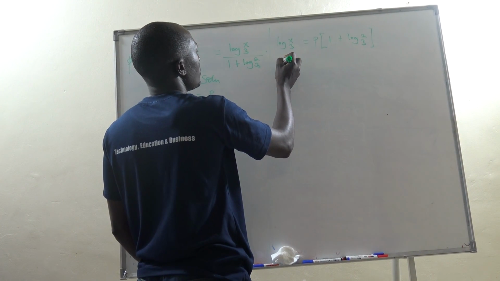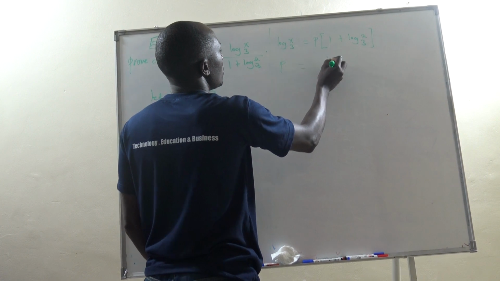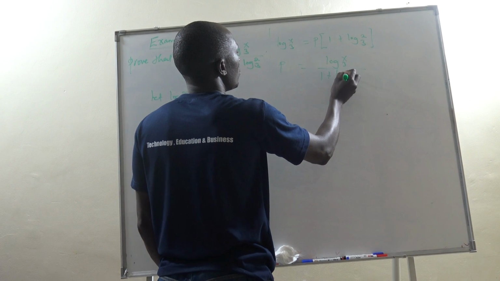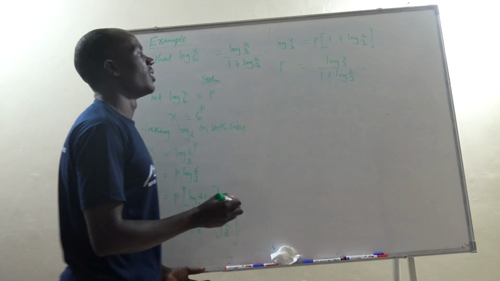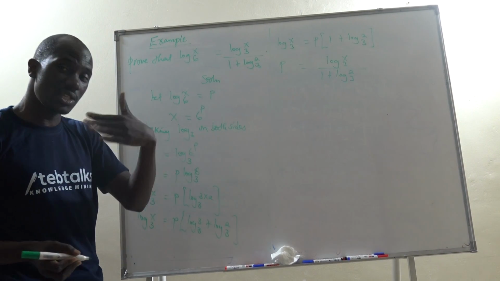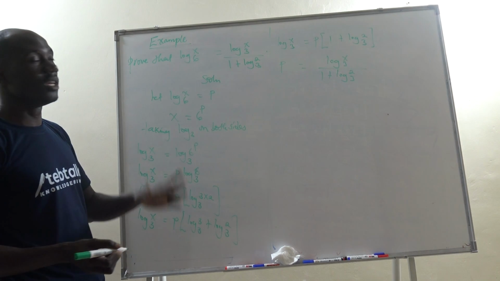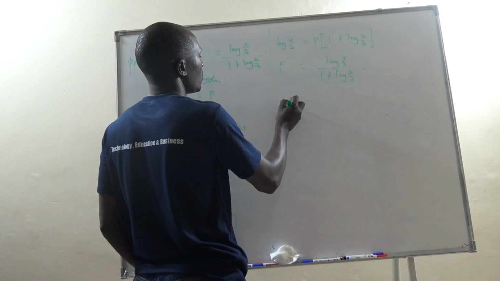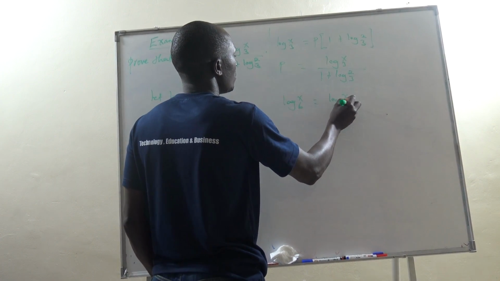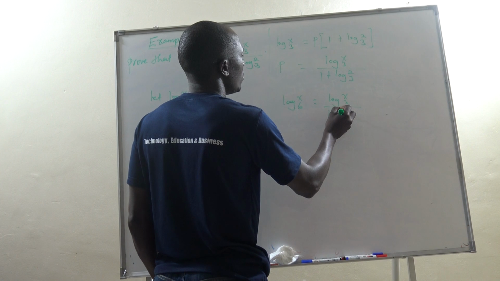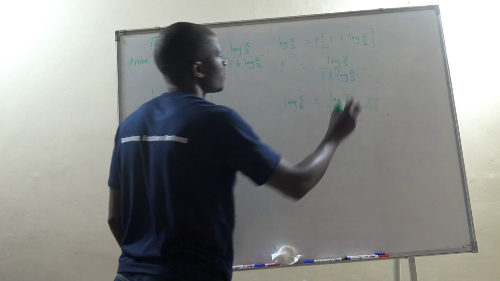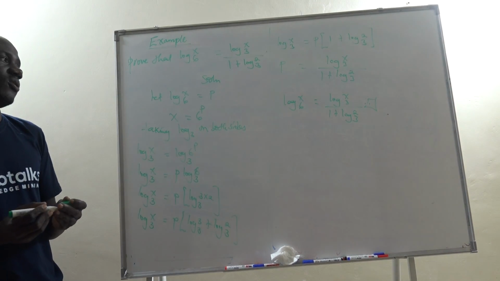So we are going to have p alone equals log of x base 3 all over 1 plus log of 2 base 3. But do we know our p? From the start, we are the one who said, let log of x base 6 equal p. So where there is p, bring back the original thing. So therefore, log of x base 6 equals log of x base 3 all over 1 plus log of 2 to base 3, as required. That's how we do such a kind of analysis.